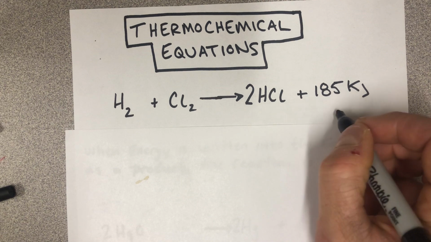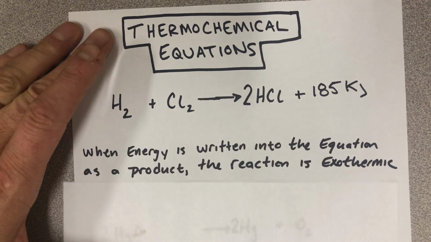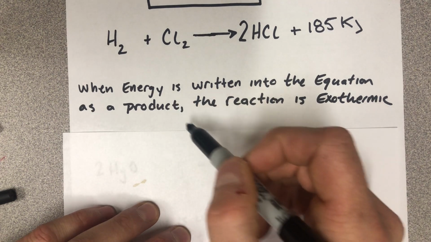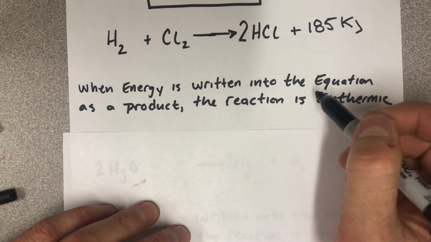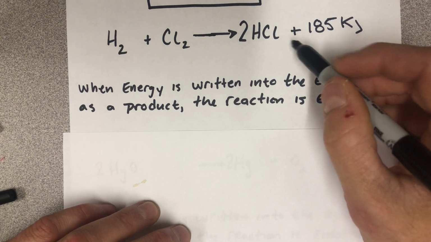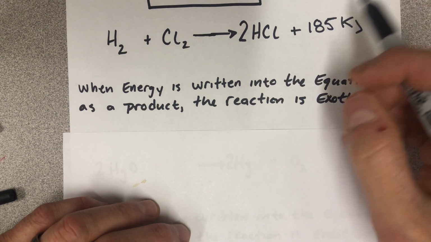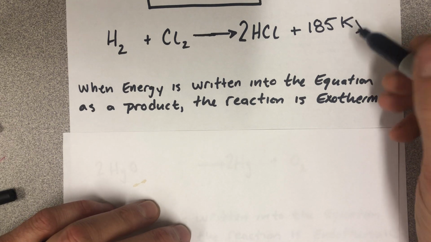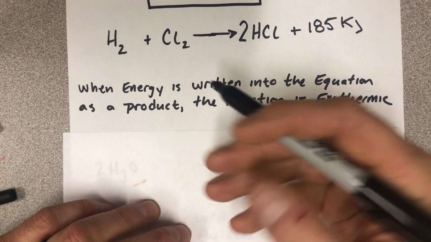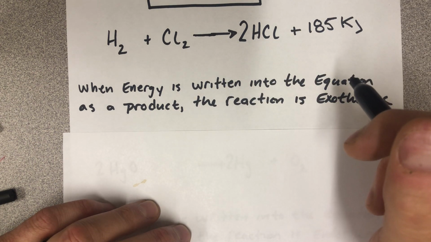It just includes an amount of energy, okay? Now, you'll notice where that energy is written in here. If the energy is written into the equation as a product, then the reaction is exothermic, meaning that the reaction actually produces energy. Energy is not a substance necessarily, but you've got to think of it as sort of being produced in the reaction.